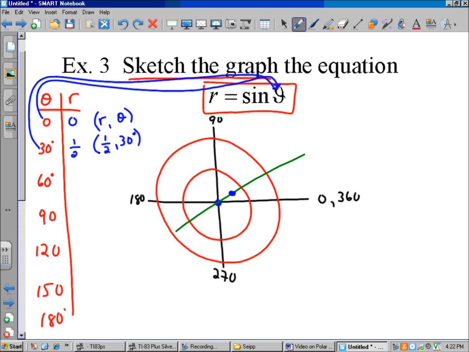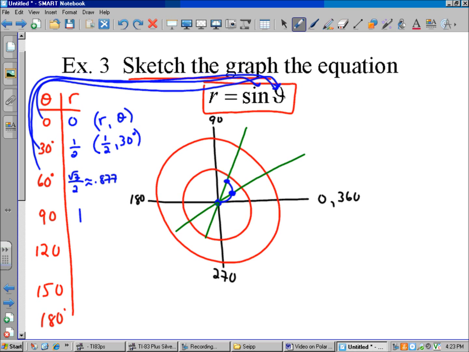All right, so how about 60 degrees? What's the sine of 60 degrees? Well, that's radical 3 over 2, which is approximately 0.8770, I think. So let's go to the 60-degree line. Here's probably the 60-degree line. And let's go about 0.8 of an r, 0.8770 of an r. All right, so this is what my polar curve is starting to look like.